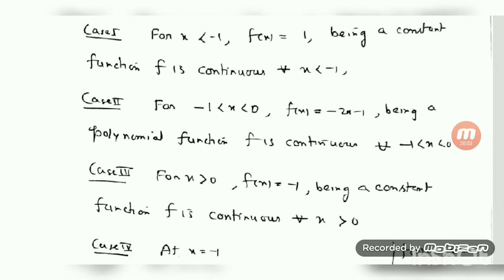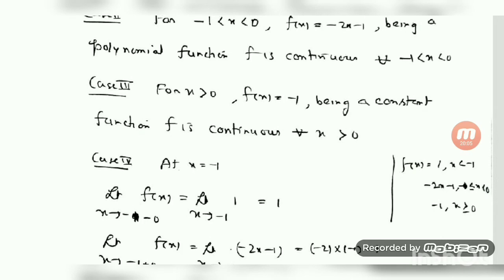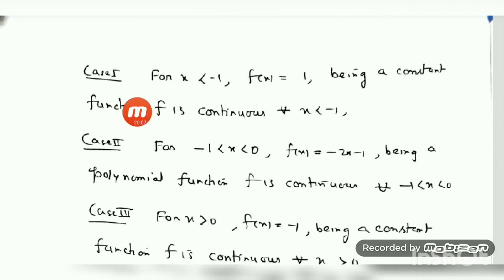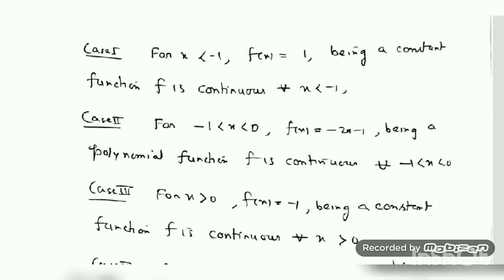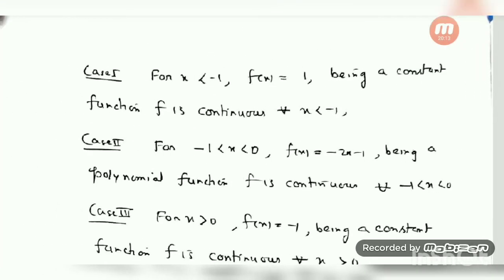So I have considered the first case. Here I have again written the function just to see it easily. So for x less than minus 1, the function is defined by what? 1. So f(x) is equal to 1. And f(x) equal to 1 is a constant function. So being a constant function, f is continuous for x less than minus 1.